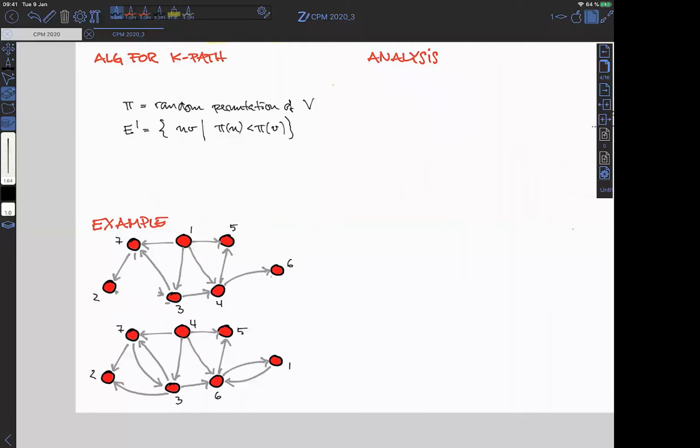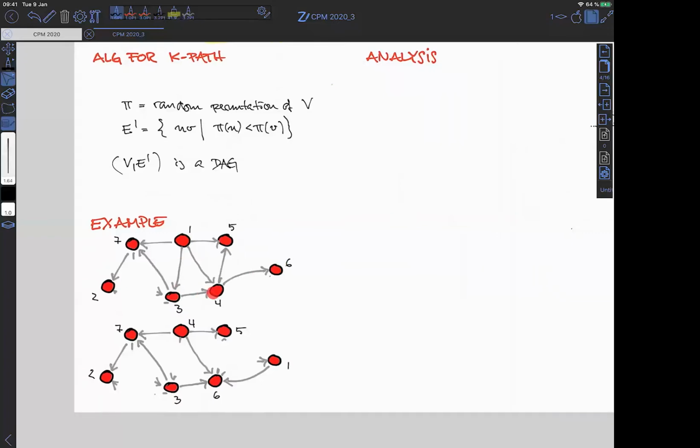In the example down here, I think almost everything goes away. With some luck, the result of this process is guaranteed that the resulting graph V, E prime is a directed acyclic graph. So I can use the algorithm from the previous slide. And that is going to work exactly if the permutation was so friendly as to keep the k-path alive. So here's an example where the original k-path that was in the graph still respects the ordering induced by the permutation, whereas the poor second example graph got all its k-path destroyed.